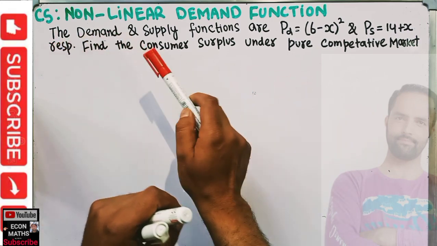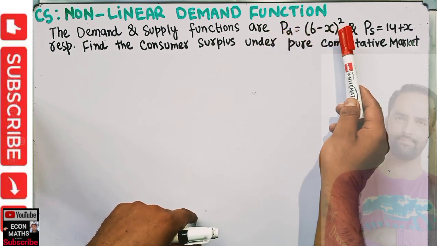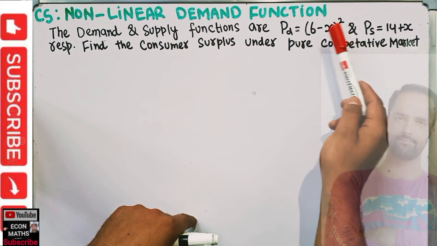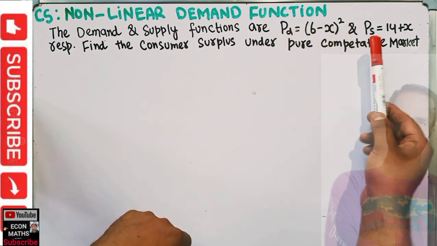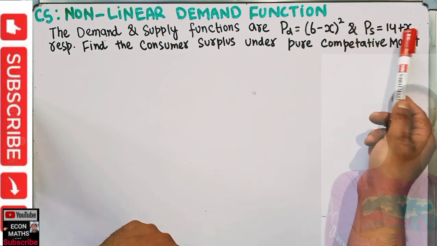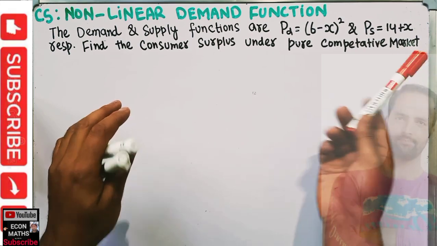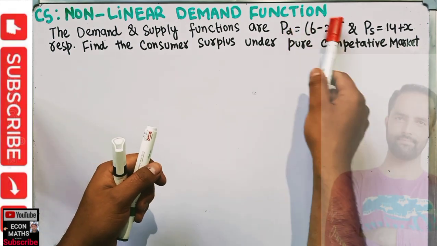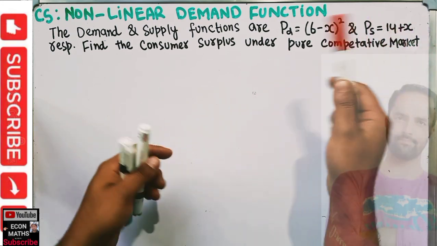The demand and supply functions are given to us. We have the inverse demand function, that is P subscript d is equal to (6 minus x) whole square, where P denotes the price and x is the quantity, and the supply function is 14 plus x. Find the consumer surplus under a purely competitive market. Obviously we have a non-linear demand function here and a linear supply function.